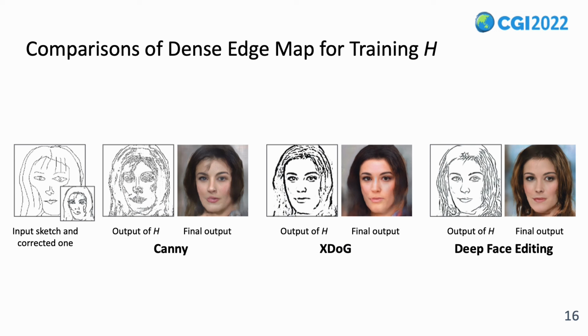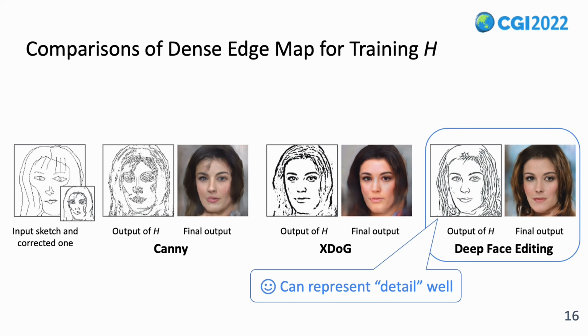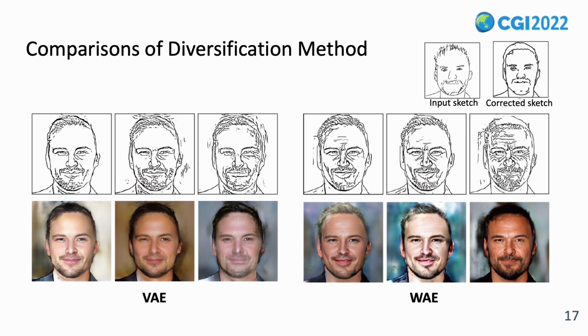There are various candidates for dense H maps used to train our detail network. So we tried using three H maps: Canny, XDoG, and deep face editing. As you can see, the edges are dense in all the results, but deep face editing represents detail, such as hair structures. In addition, the final output image is also the most realistic when edge maps extracted using deep face editing are used, so we used it as intermediate training data.